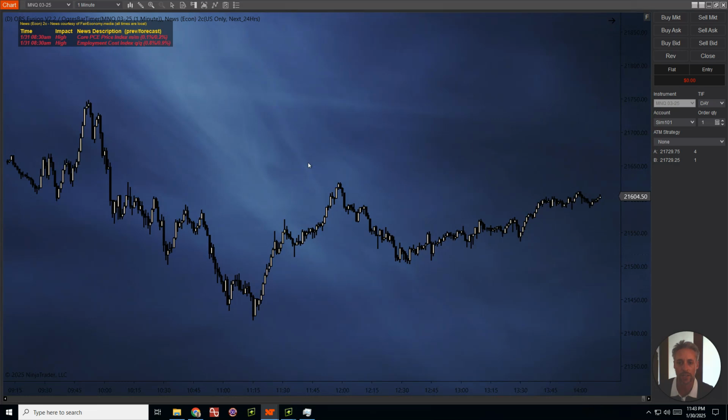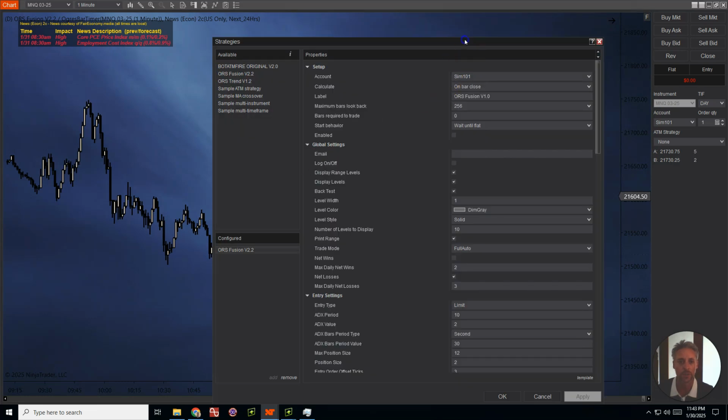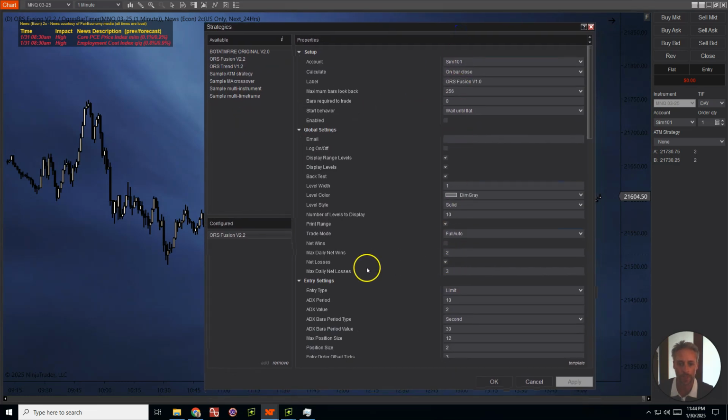If we go to strategies, we can see ORS Fusion here, and where that setting is, net losses. We can see the box is checked for a maximum of 3 net losses. Whatever order that happens in doesn't have to be consecutive, but if the day at any point ends up with 3 losses, it will cease taking new trades. And you can see the box for net wins is not checked, so we actually have unlimited wins available, but we will cut off at 3.